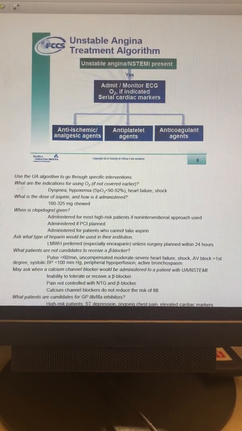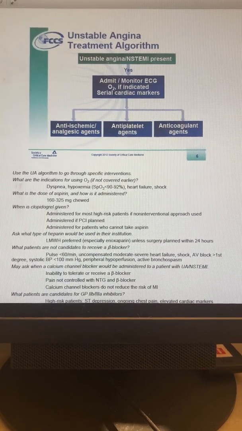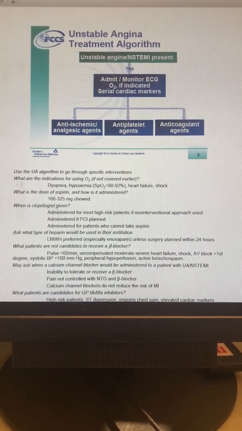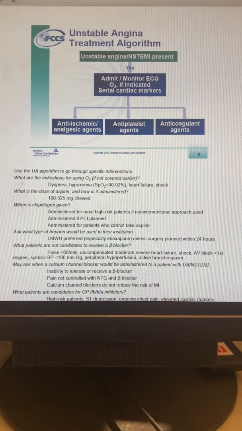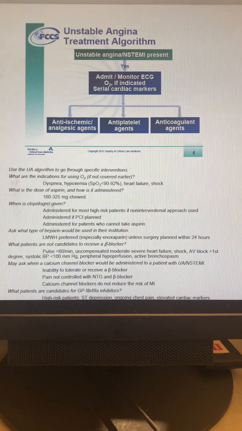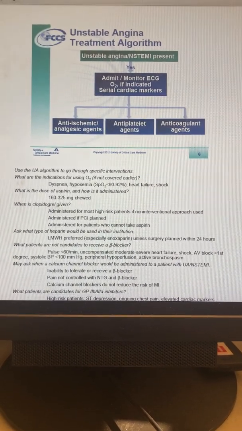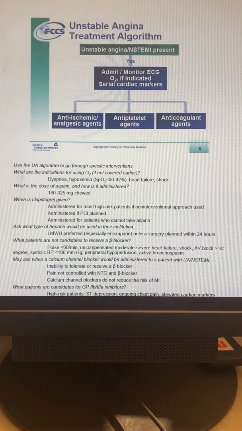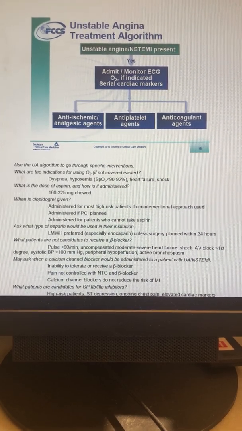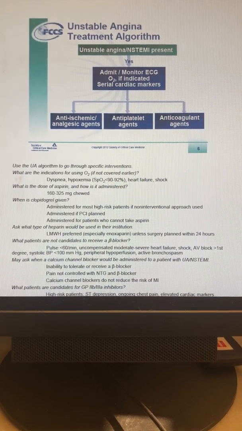Which heparin should we give them? It's usually Lovenox, more preferred than heparin drip. And it depends on the cardiologist, but for the most part, Lovenox is more preferred. Which patients should we avoid using beta blockers in? The ones who have low heart rate, or blocks, or signs of congestive heart failure, or low blood pressure. Okay?